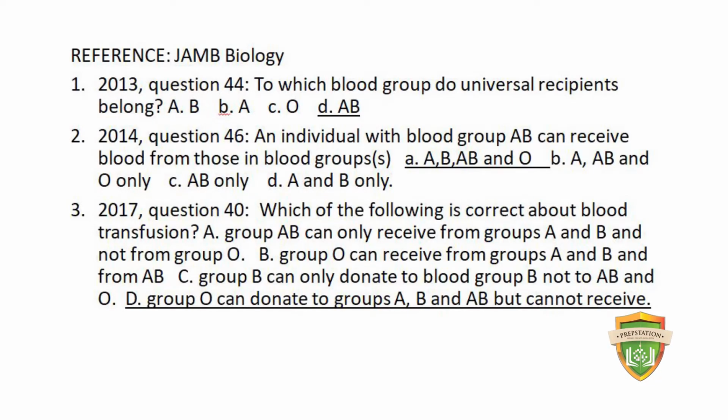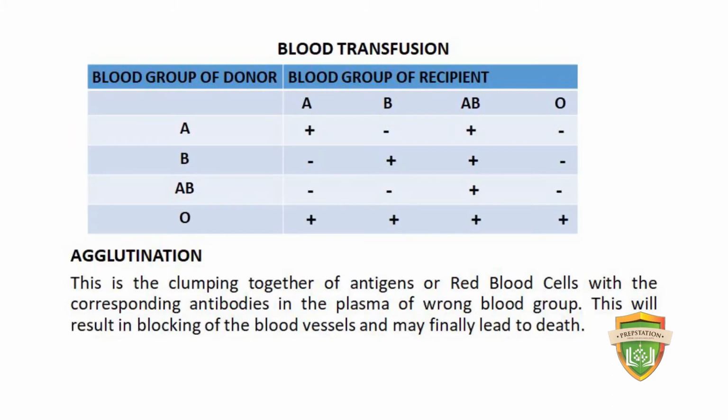Now 2013 question 44. To which blood group do universal recipients belong? Now from our chart, the universal recipient is what? Blood group AB. Because it can receive blood from what? From blood group A, blood group B, blood group AB, and blood group O. While the universal donor is blood group O. It can donate to blood group A, blood group B, blood group AB, and blood group O.